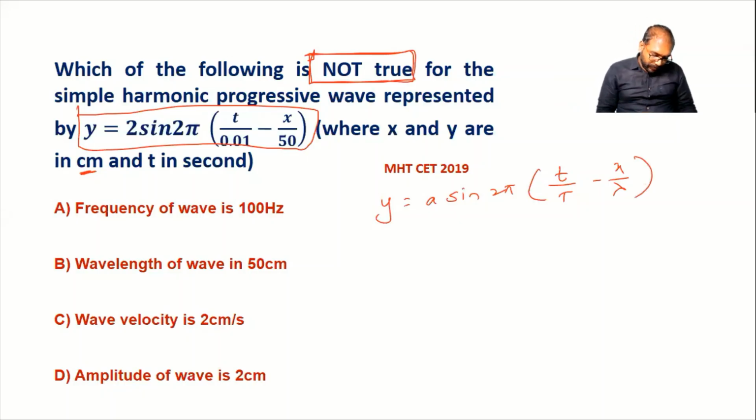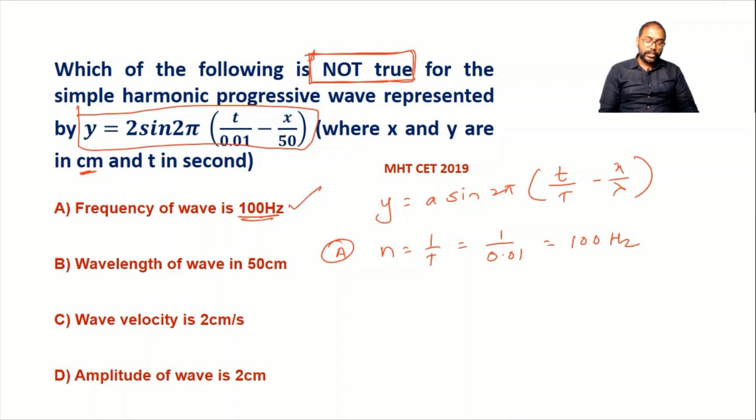Then, comparing this frequency, we have to find out whether the frequency is 100 or not. Here frequency is 1 by T, and this capital T is 0.01. So 100 hertz is the frequency. So this option is correct, and we have to find out the one that is not true.